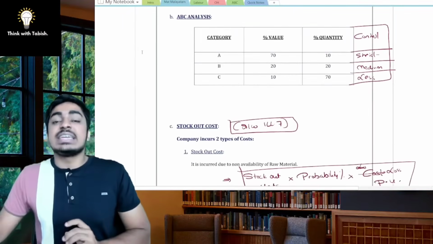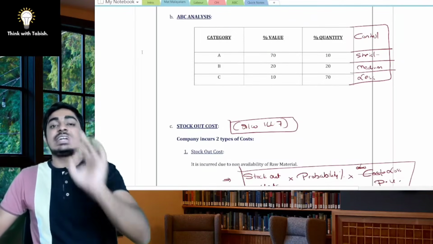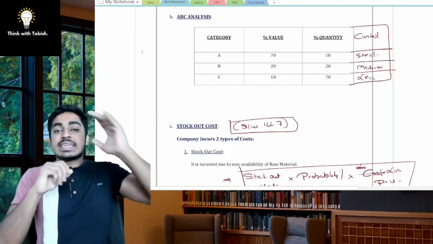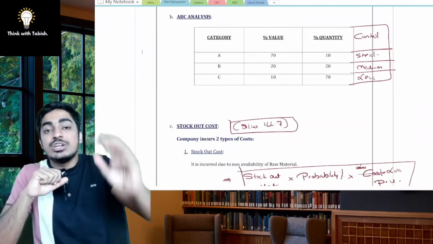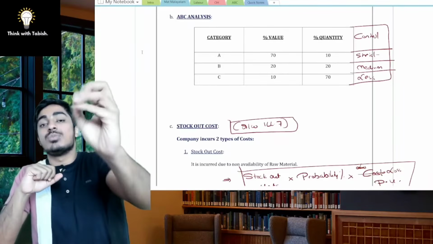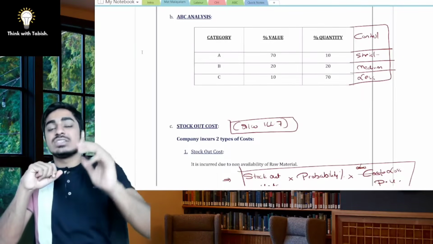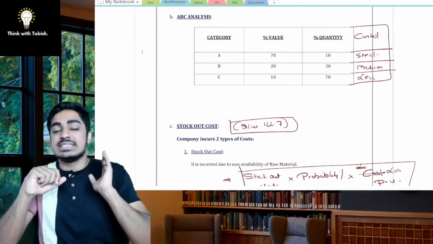Then we have ABC analysis. This is for selective control of stock. We tell that there are some high value items, there are some low value items. For high value items, we need to pay more attention, more caution, more resources. So how do we categorize goods as A category, B category, C category?